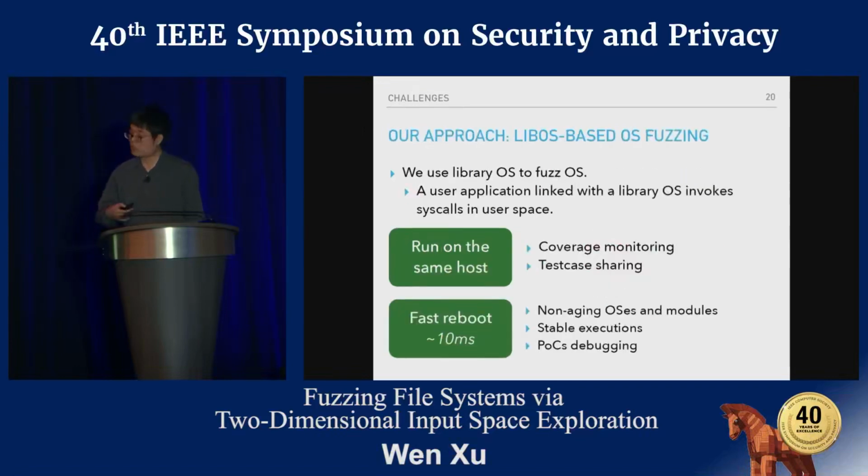So to avoid this, our approach is to use a library OS instead of running a real OS instance in a virtual machine. So here, we are not fuzzing a VM. In fact, we are fuzzing a user application. So everything becomes much simpler. We can easily monitor the coverage, easily share the test case. And also, every time we finish testing a test case, we can easily restart the application, which has little cost.